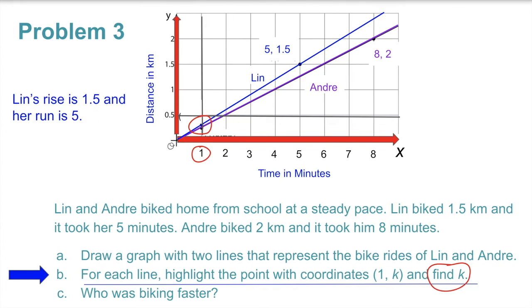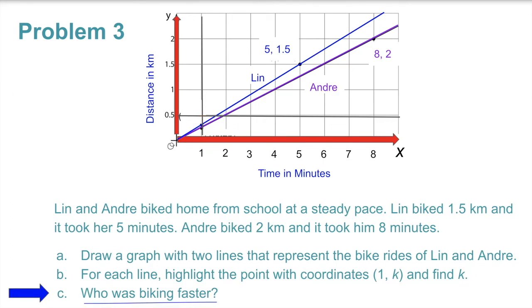Lynn's rise is 1 5/10 and her run is 5. 1 5/10 over 5, or 1 5/10 divided by 5. 1 5/10 divided by 5 equals 3/10. For Lynn, K equals 3/10. C. Who was biking faster?